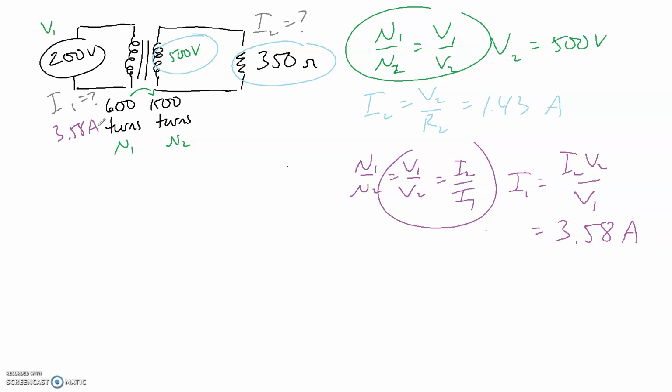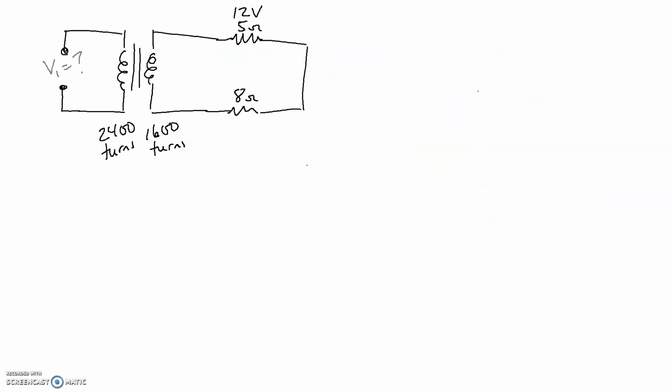Okay, so when it went from the primary to the secondary side, the number of loops got bigger, the voltage got bigger, and the current got smaller, going from 3.58 down to 1.43. And all of them would change by the exact same ratio. Okay, all right, so let's try another one.